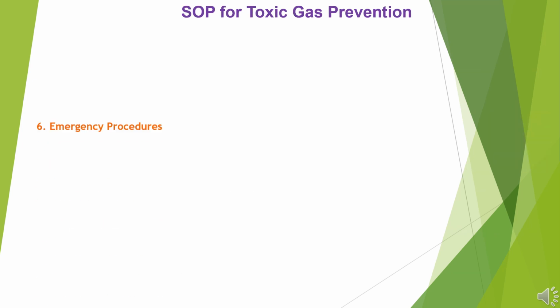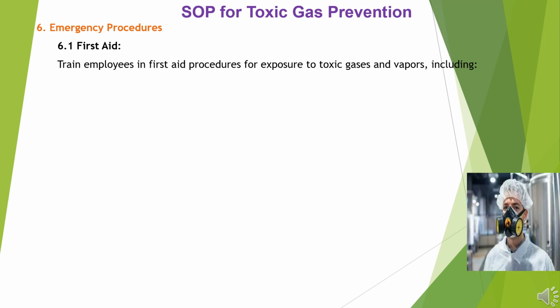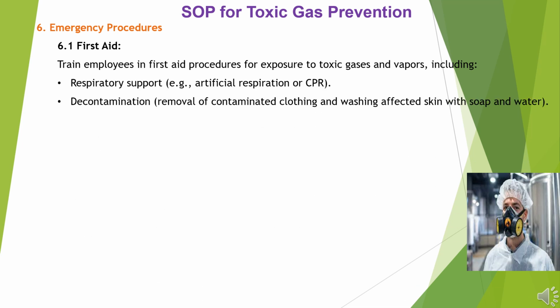6. Emergency procedures. 6.1 First aid. Train employees in first aid procedures for exposure to toxic gases and vapors, including respiratory support, e.g. artificial respiration or CPR. Decontamination, removal of contaminated clothing and washing affected skin with soap and water. Eye flushing, using an eye wash station or emergency shower.